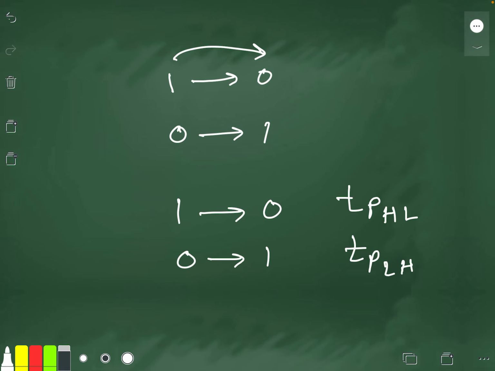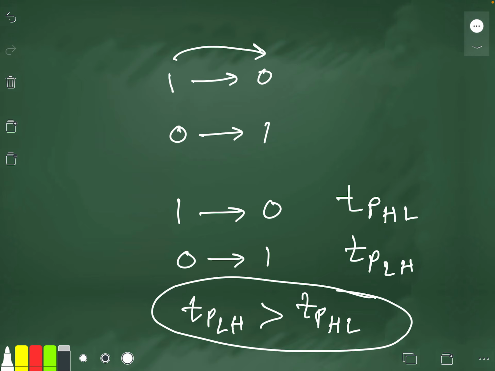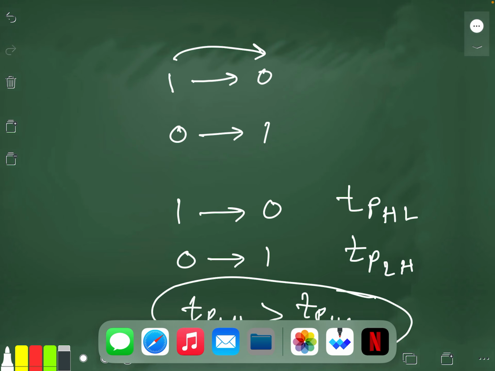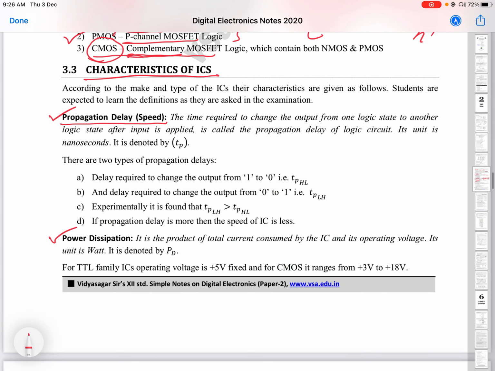So we can say that TPLH is greater than TPHL. Remember this point, and this same point is explained in the notes here. TPLH is greater than TPHL.